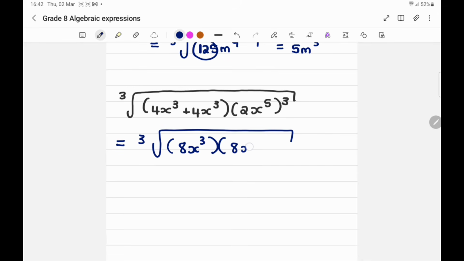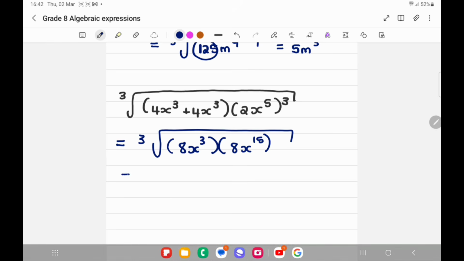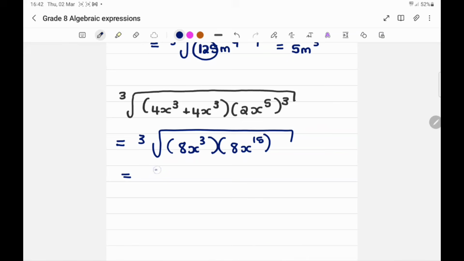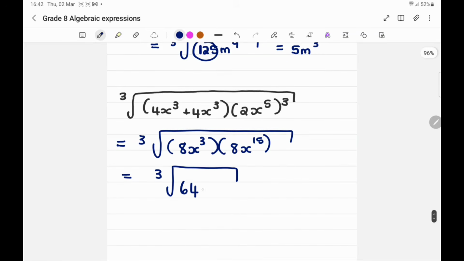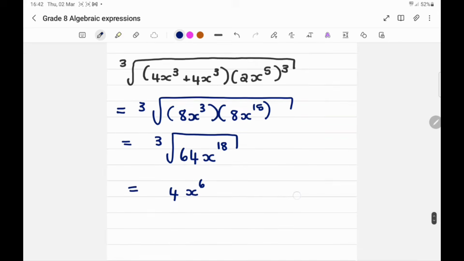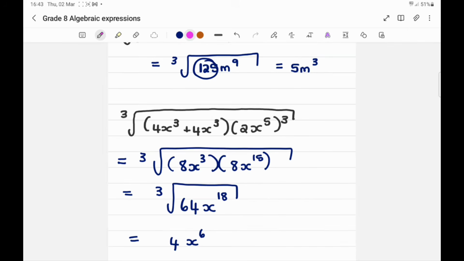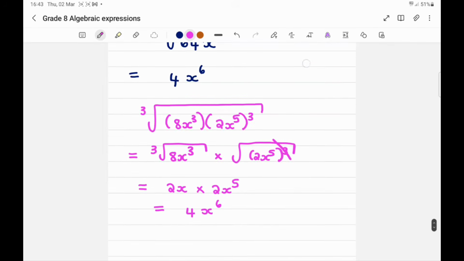X to the power 5 times 3, because the power raised to a further power you multiply together, gives you the cube root of 64, x to the power of 18. And now we can take our cube root away, which gives you 4x to the power 18 divided by 3 is 6. Okay. All right, and just to show you the other way, I just quickly did it over here.